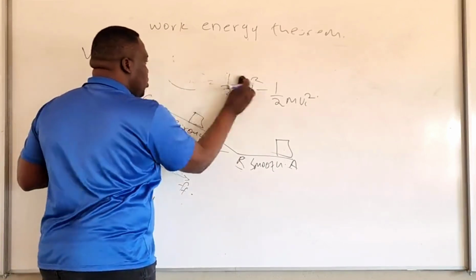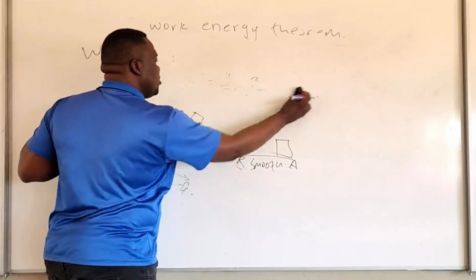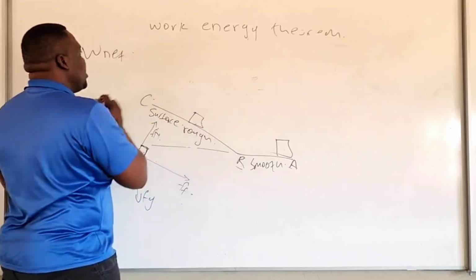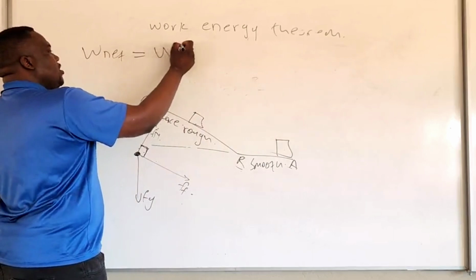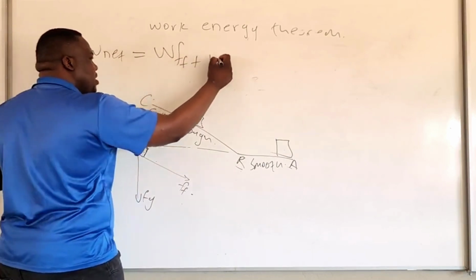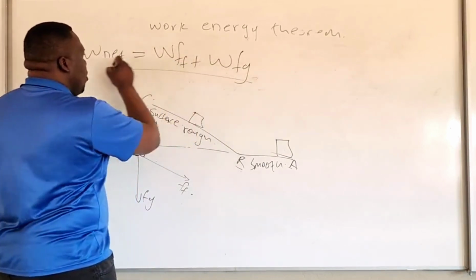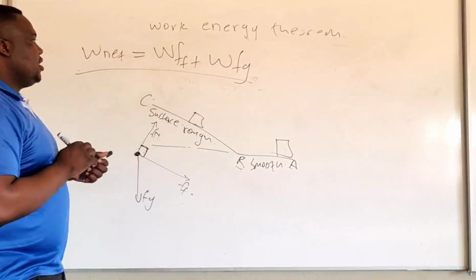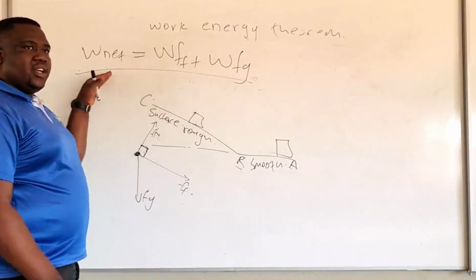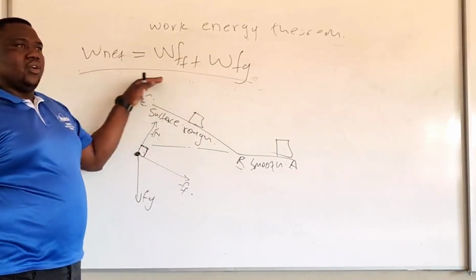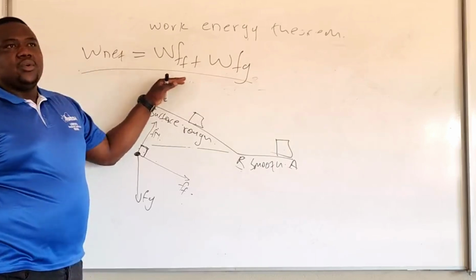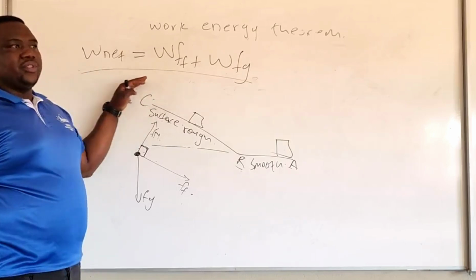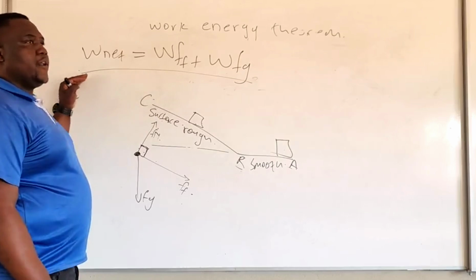In this scenario, you don't cram these formulas. It depends on the scenario. Net work is equal to the work done by frictional force plus the work done by gravitational force. Why am I doing this? Because these are the forces which are acting on an object, and they are the only forces which can do work.